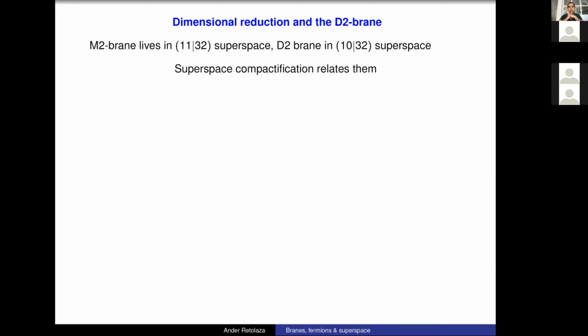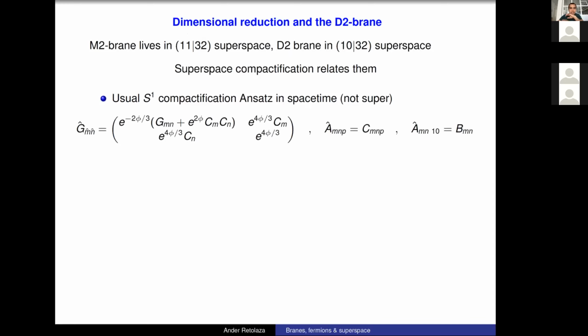Now, this is what happens for the bosonic M2-brane and D2-brane. But now I'm interested in preserving the fermionic structure in the action. Therefore, I'm going to consider the picture that I was telling you about before: an M2-brane is a hypersurface living in this superspace here, whereas a D2-brane is also a 3-dimensional hypersurface that lives in another superspace. So how do we relate them? Well, it's very simple, right? We just need to do a superspace compactification. I think this is a new idea.